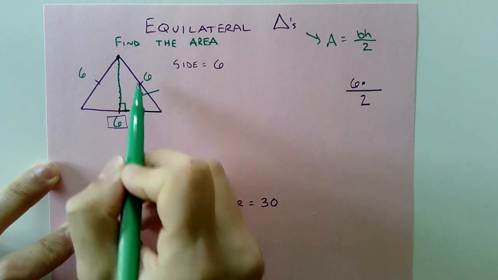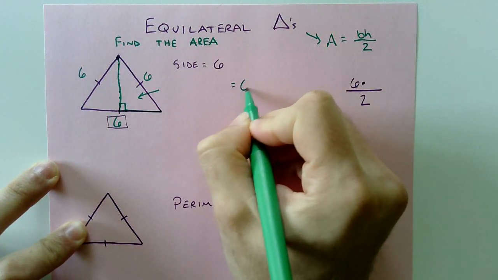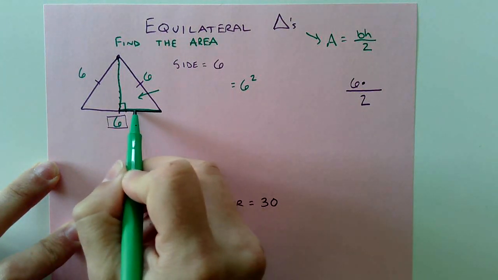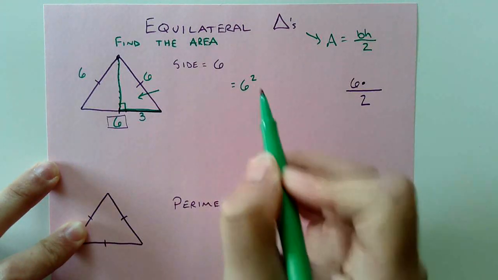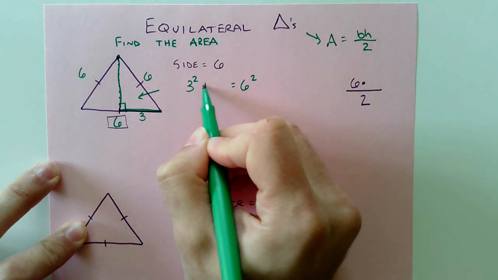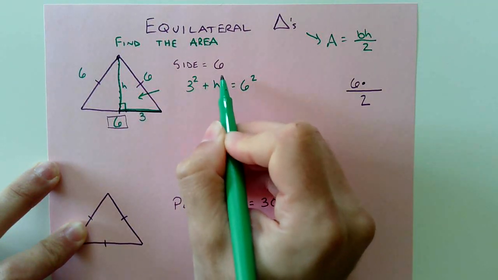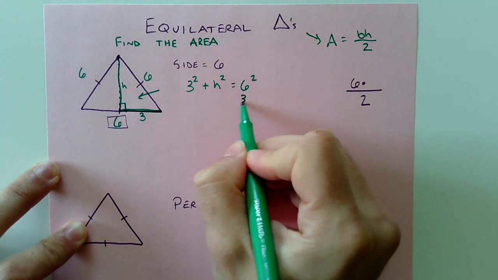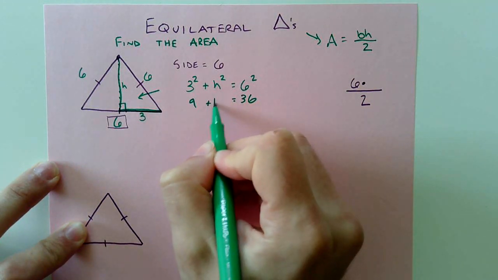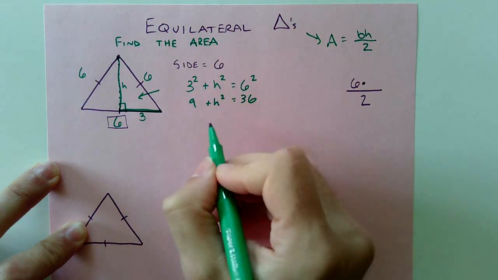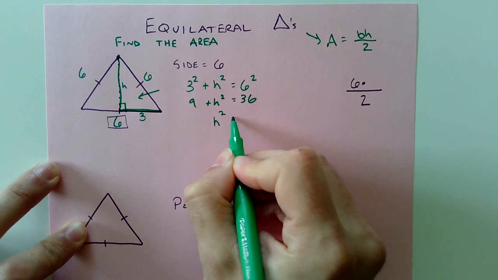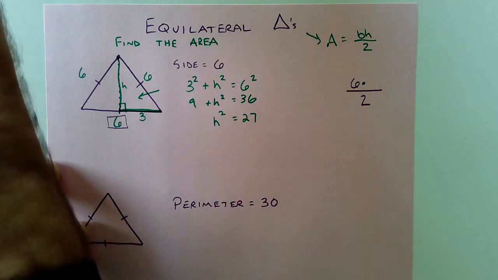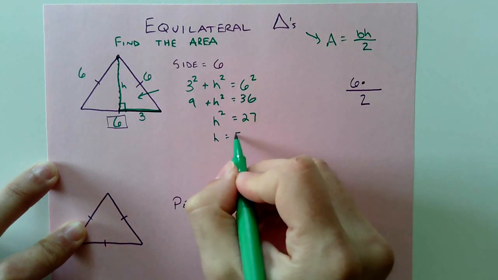I know it's got a hypotenuse of 6, so it's going to be 6 squared for c. This leg is half of my base, so this is going to be 3. So I have a 3 squared leg, and I don't know what h is, so it's going to be h squared. Now I'm going to solve for h. So I have 36 equals 9 plus h squared. Subtract the 9, h squared equals 27, and then I square root, and when I square root 27, I get an h value of about 5.2.